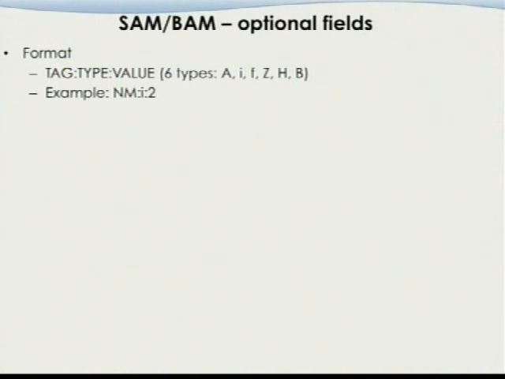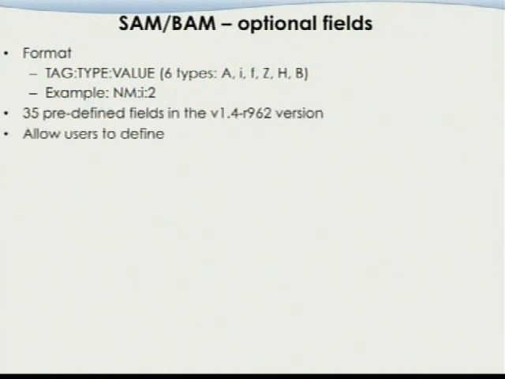Very, very important, okay? I know it's getting boring, but it's very important. And so the format they are giving here is the tag, type, and value. So one example is NM, I, and 2. Okay, NM is one specific meaning. I means this is a number, and the number really is 2.